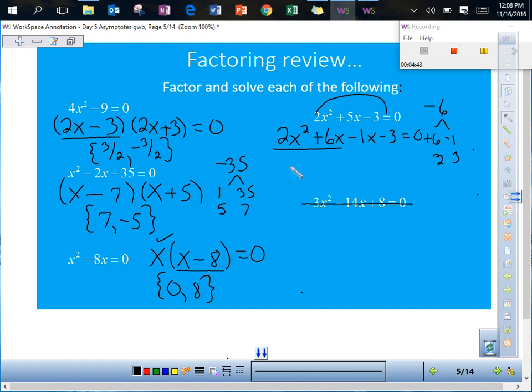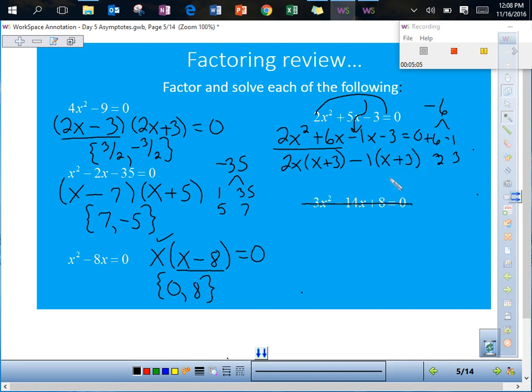I'm going to group the 2x squared plus 6 together and factor out a 2x, which leaves a x plus 3. I'm going to factor out a negative something. The reason I picked the negative is because of that sign right there. They have nothing in common, so I'm going to take out a 1, which leaves a x plus 3.